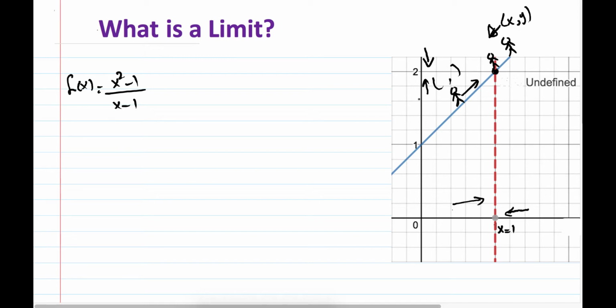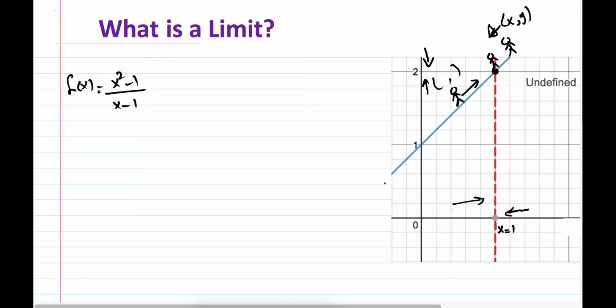So when we talk about a limit, we are talking about the behavior of your function around a particular x value. For this function, when we get closer and closer to x equaling 1, our y values get closer and closer to 2. That's why the limit of this function is 2.